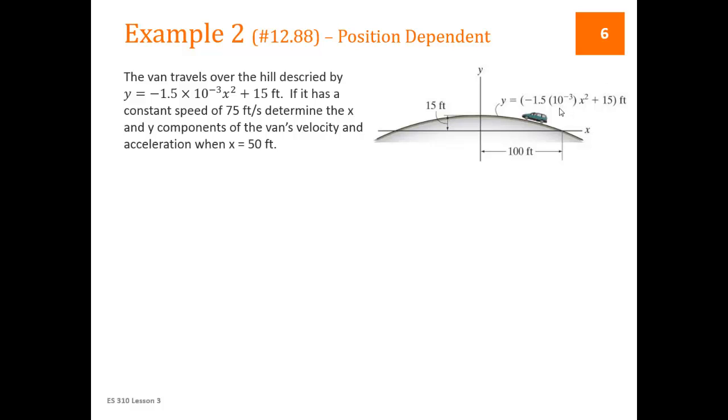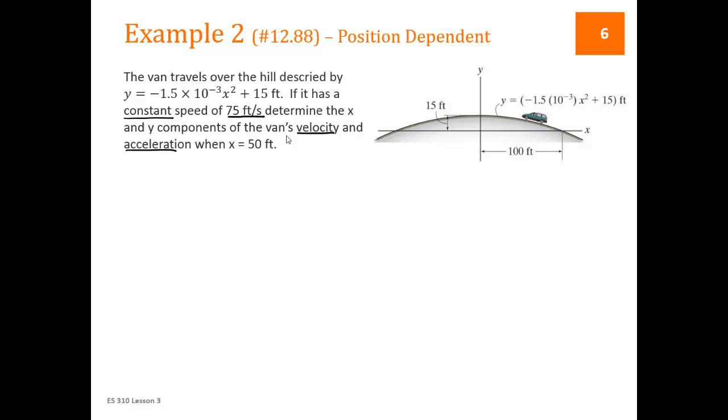And we're told the speedometer on the car, right? So the speed that the car is traveling is 75 feet per second, and it's constant, so there's no acceleration in that direction. We're supposed to figure out the x and y components of the velocity and the acceleration when we're at x equal to 50 feet.